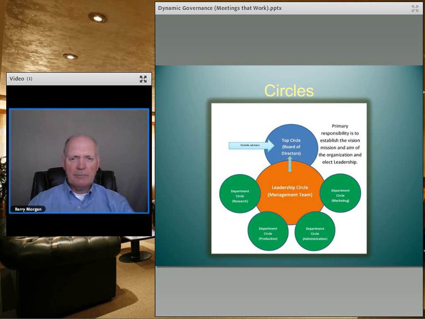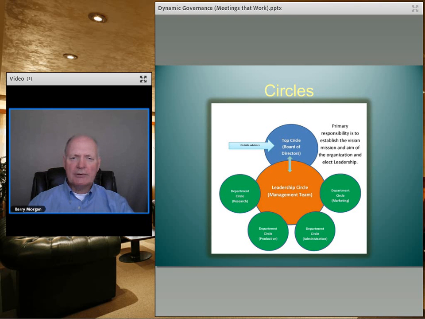So in a typical organization, there's a top circle that might be the board of directors. There's a leadership circle or the management team that falls below the board of directors and takes their instructions from them. And then below the leadership circle, there are individual departments, each of them having a specific role and responsibility within the organization. So, for example, there might be the research department, the production department, the administration department, or the marketing department.